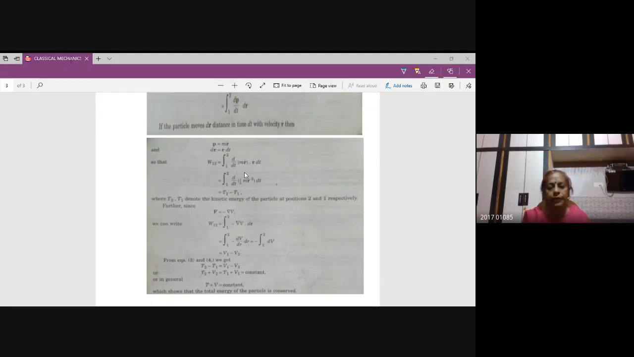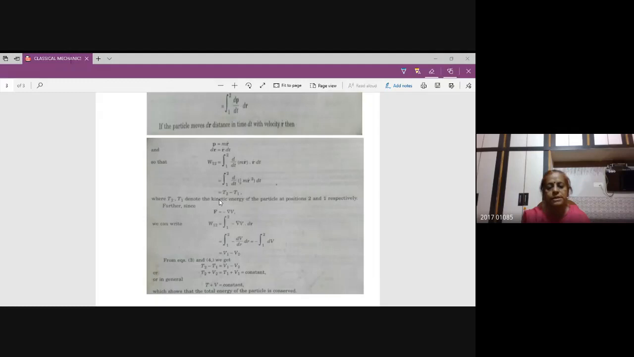We know that linear momentum p is mv and v is written as r dot, and dr can be written as r dot dt. Here I am putting the value of p and dr: p is written m r dot and dr is written r dot dt. So work done, using this expression, will be expressed in terms of kinetic energy. Here T1 and T2 are the kinetic energy of the particle at position 1 and 2.